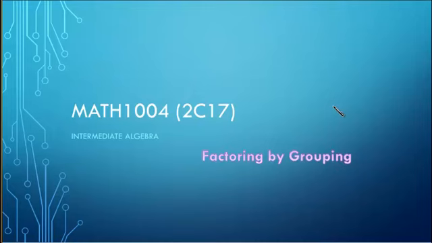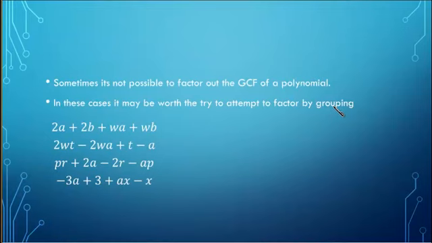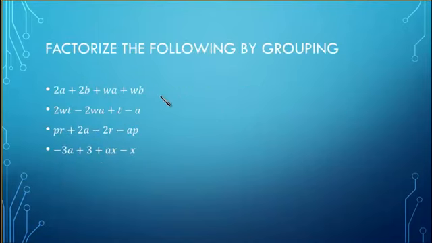Hi, in this video we continue where we left off. Sometimes we are faced with expressions that have no common factors, at least it may seem that way. In such cases, it may be worth the while to attempt what is called factor by grouping. When we factor by grouping, we apply the distributive law to various portions of the expression we are attempting to factorize. So let's illustrate this with these examples.